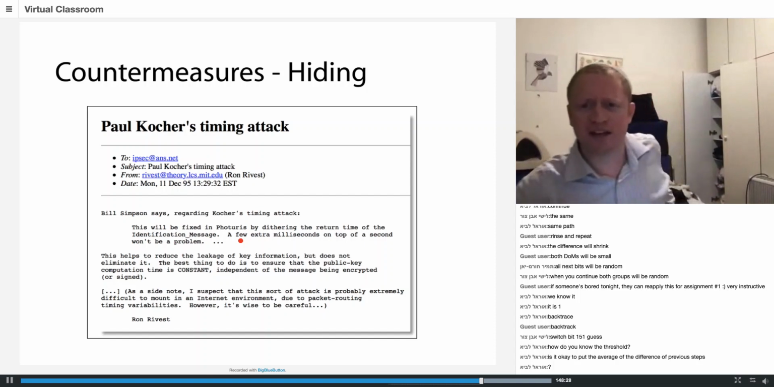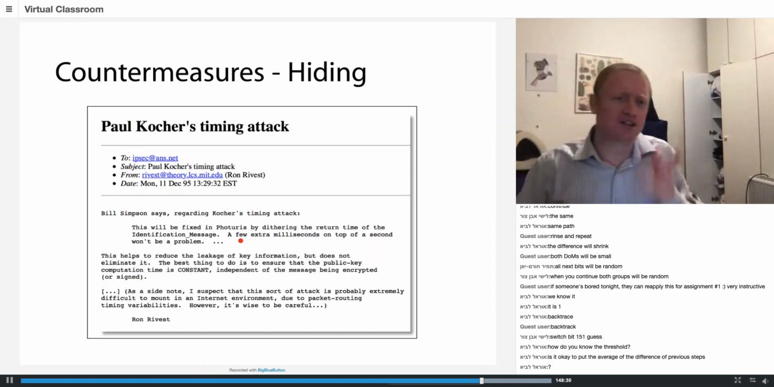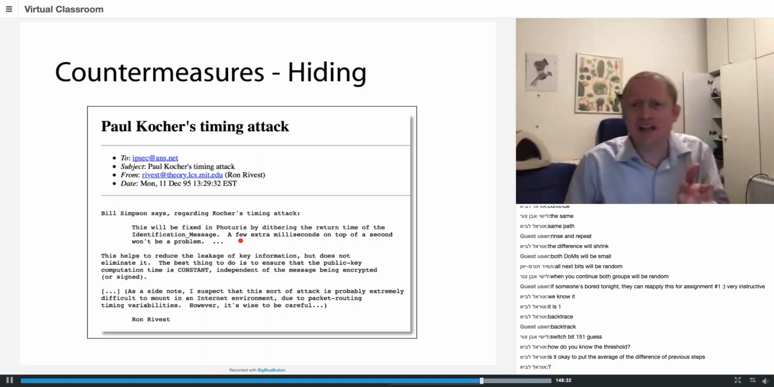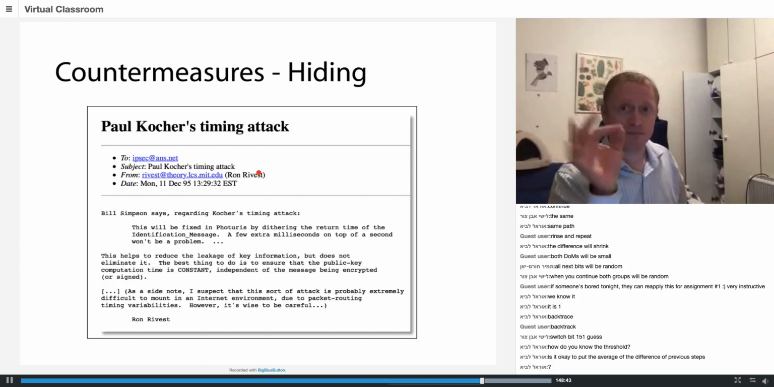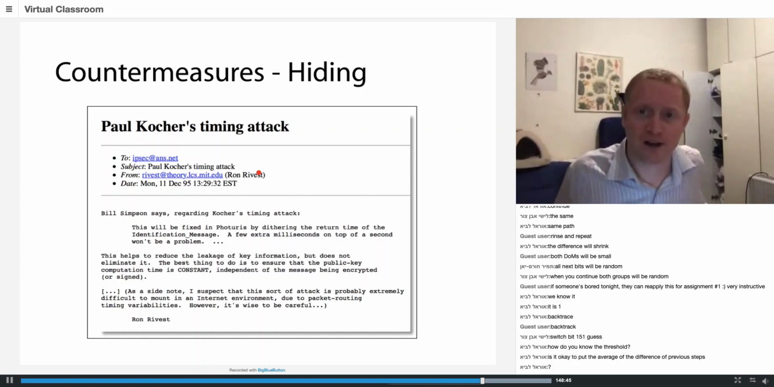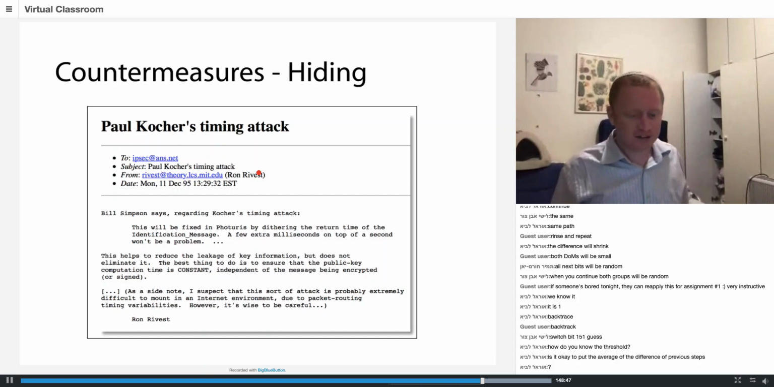So he says, you know what, don't worry. It's an extra millisecond on top of a second. It's such a slow system. Adding a few milliseconds won't be a problem, and it doesn't completely solve Kocher's attack. And to this answers Ron Rivest, the R in RSA, a very, very clever researcher, and he answers as follows.